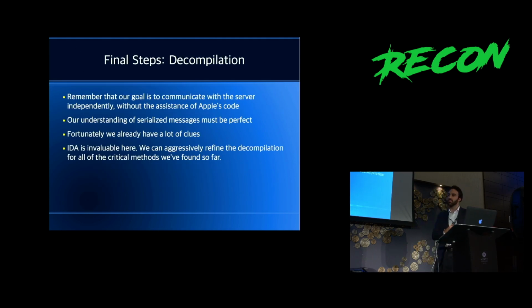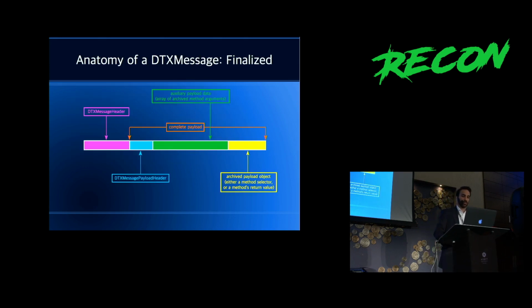But remember that ultimately we want to be able to communicate with the server ourselves without any help from Xcode. That means our understanding of the serialized messages must be perfect, down to the exact bytes. Fortunately, we already have a lot of clues, just from a few well-placed breakpoints. Now it's time to get our hands dirty and dive into the decompilation and refine it until we figure it out. If we refine the decompilation enough, we can finally complete our picture of a serialized Objective-C message.